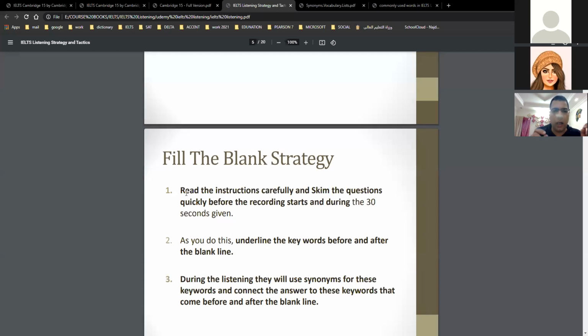You read the instructions. I mean, it will say write no more than one word, write no more than two words. You should know the instructions. You should know how many words you are asked to write, and whether you are asked to write a number, a letter, a word or two words, and so on. When do you do that? Before the recording starts. Don't wait till the recording starts to find out what to do. You will get confused. You will not know what to do.